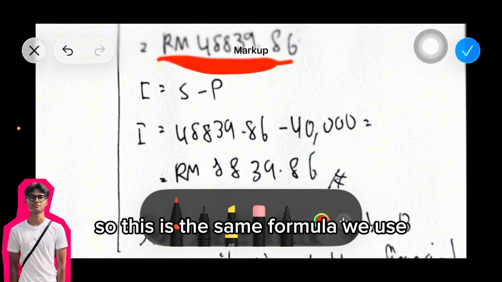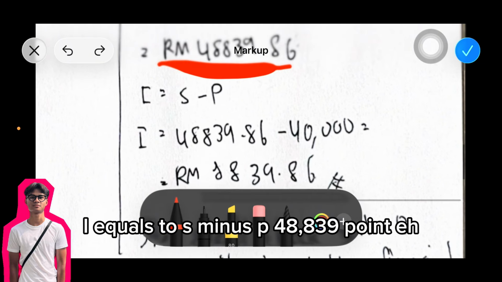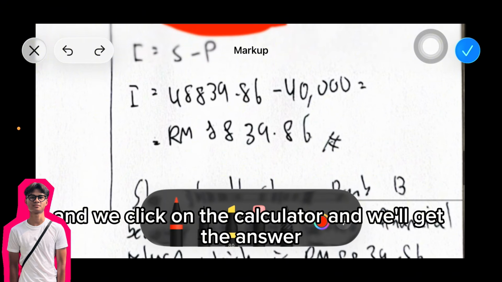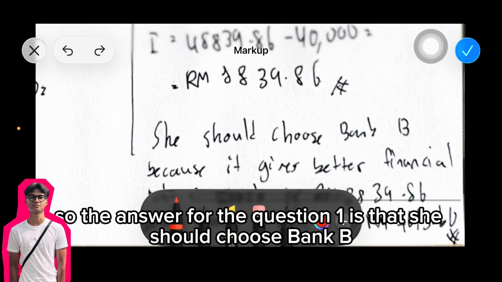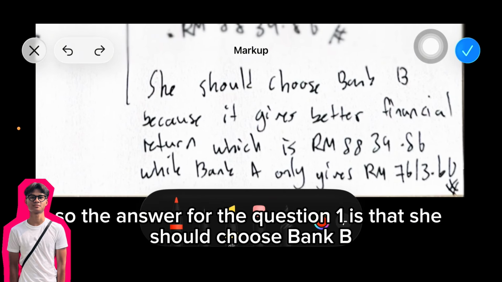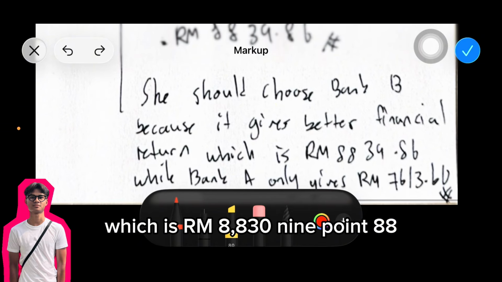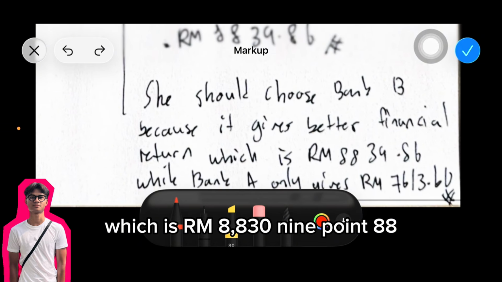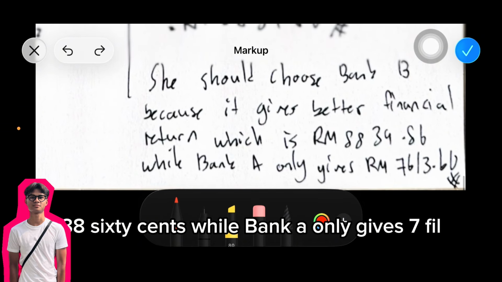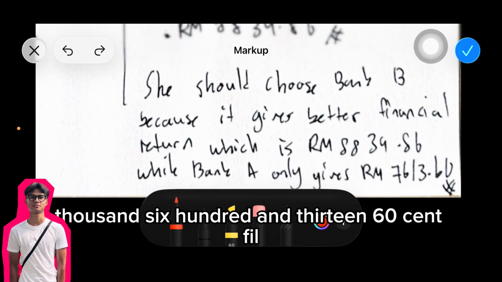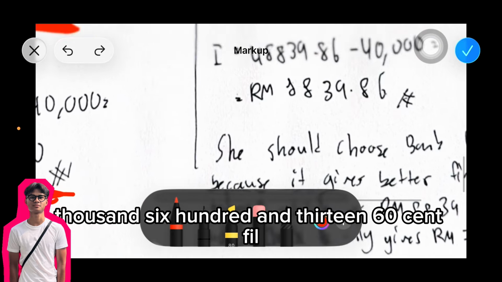This is the same formula we use: I equals S minus P, 48,839.86 minus 40,000, and we click on the calculator and we will get the answer. So the answer for question 1 is that she should choose bank B because it gives better financial return, which is RM 8,839.86, while bank A only gives RM 7,613.60. That's all for me.